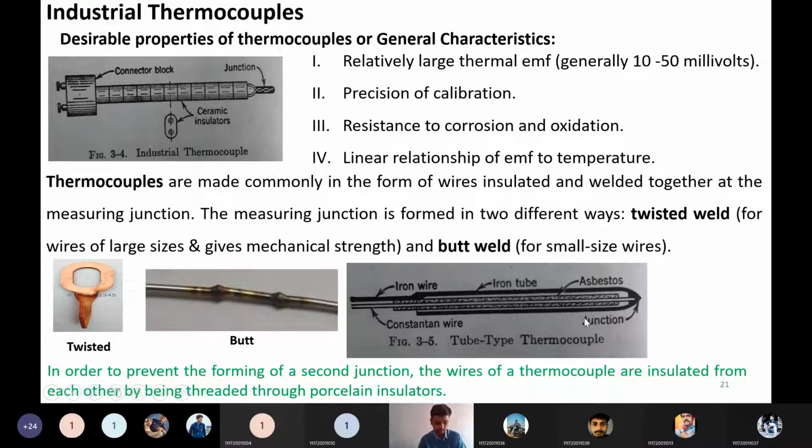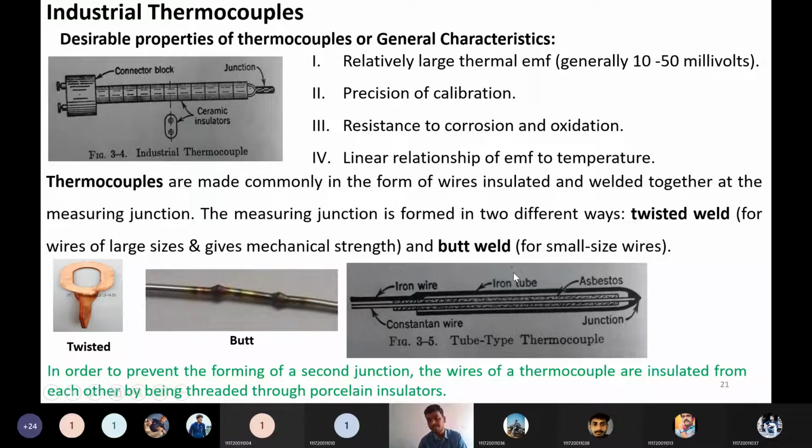This type of construction is very much preferable for improving the speed of response by avoiding the use of a thermal well. If a thermal well is there, for example, the primary shield you have applied here, the outside temperature has to reach first the thermal well, and then the temperature has to conduct once again inside the thermocouple.